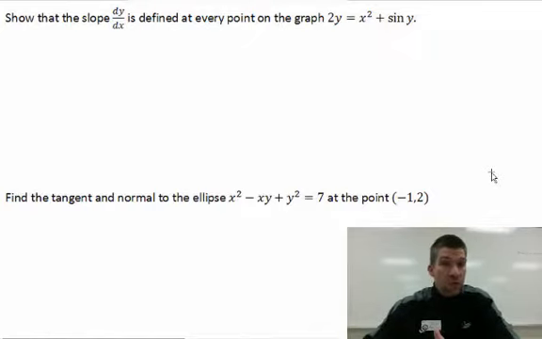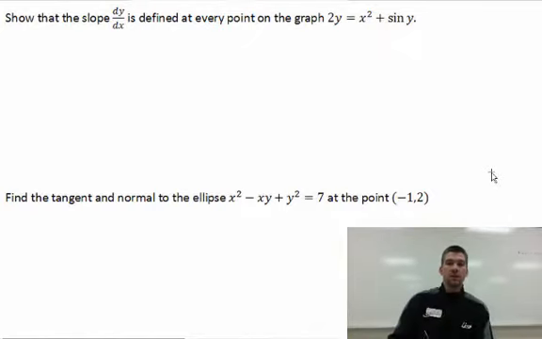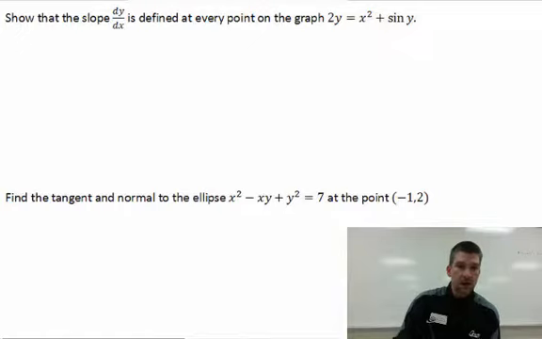Notice that we've got y's on both sides. Notice that there's a y inside of the sine, which makes it a little bit tricky. If it wasn't in there, we could maybe solve for y and then take the derivative. But since it's inside there, we're going to have to use implicit differentiation. Okay? So we're going to dive right in here.